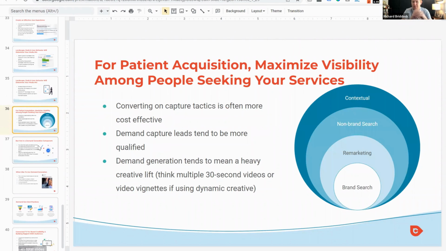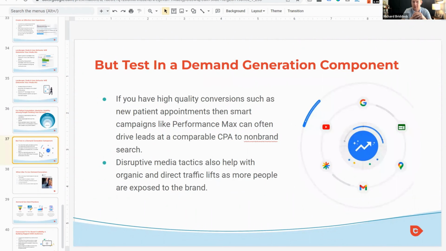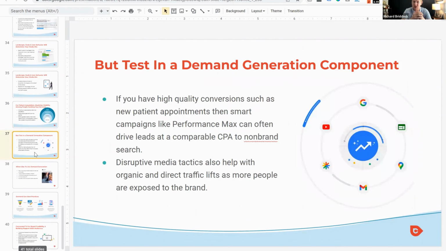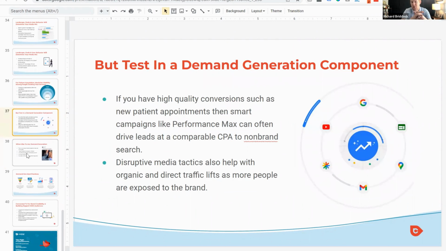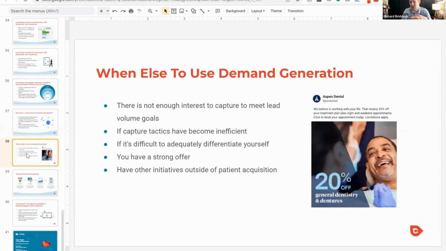I think we can kind of skip over this slide. It's just more on the same. Start with search, start with demand capture, but then I would always say test in a demand generation component. So you might be spending 70% of your budget on demand capture, which is remarketing, contextual search, but then leave 30% for demand generation. That might be Performance Max in the case of this slide, which can be highly efficient, or paid social.